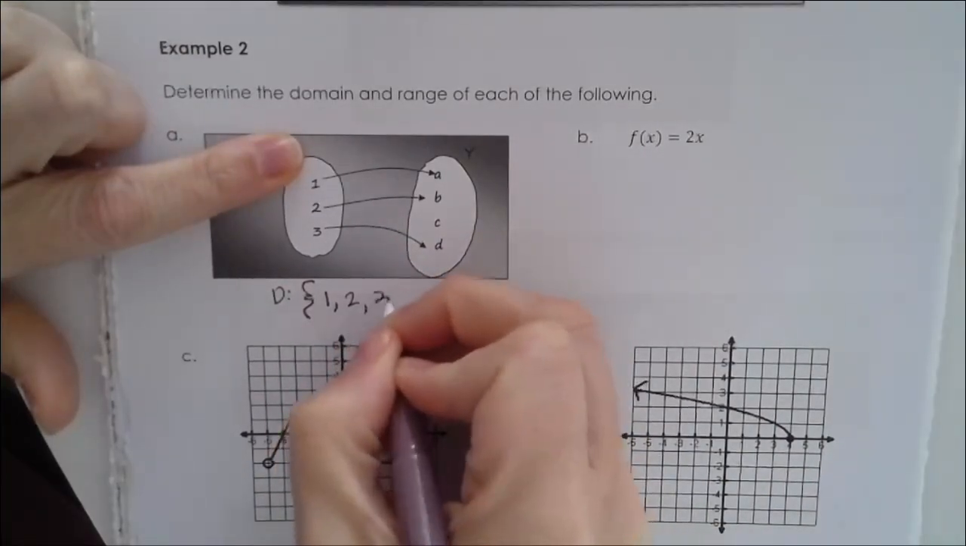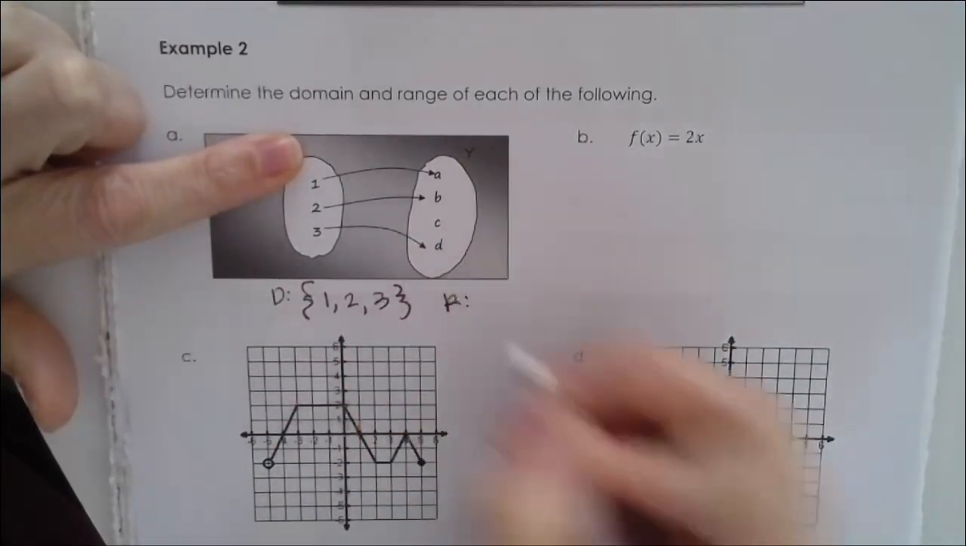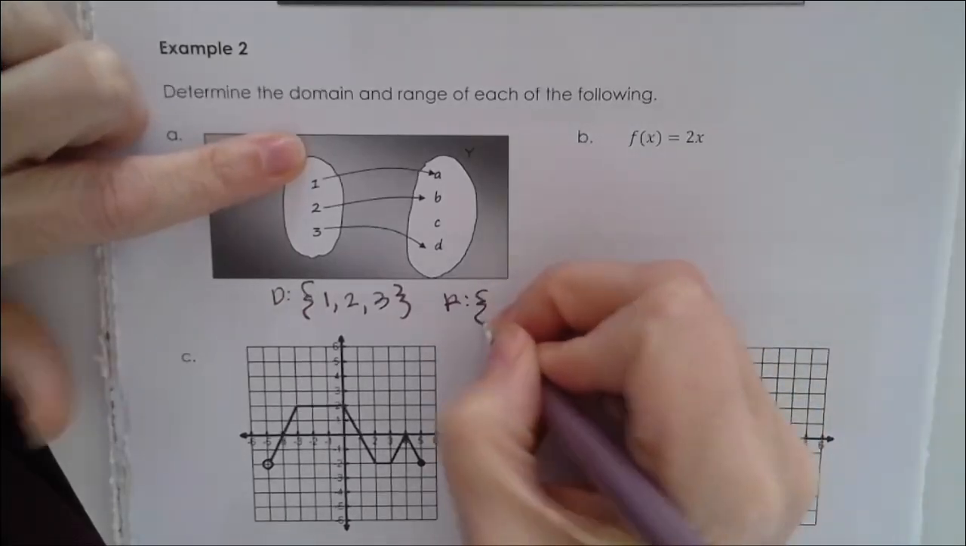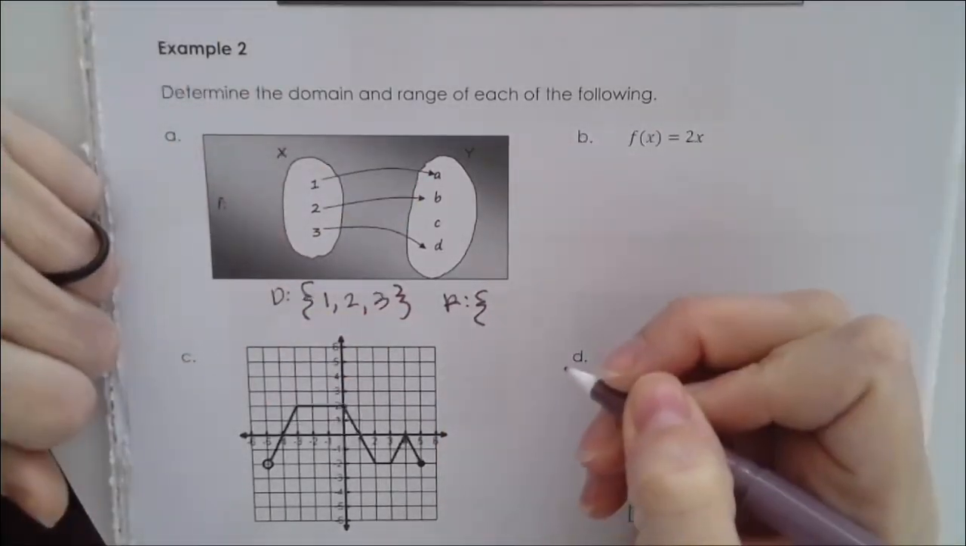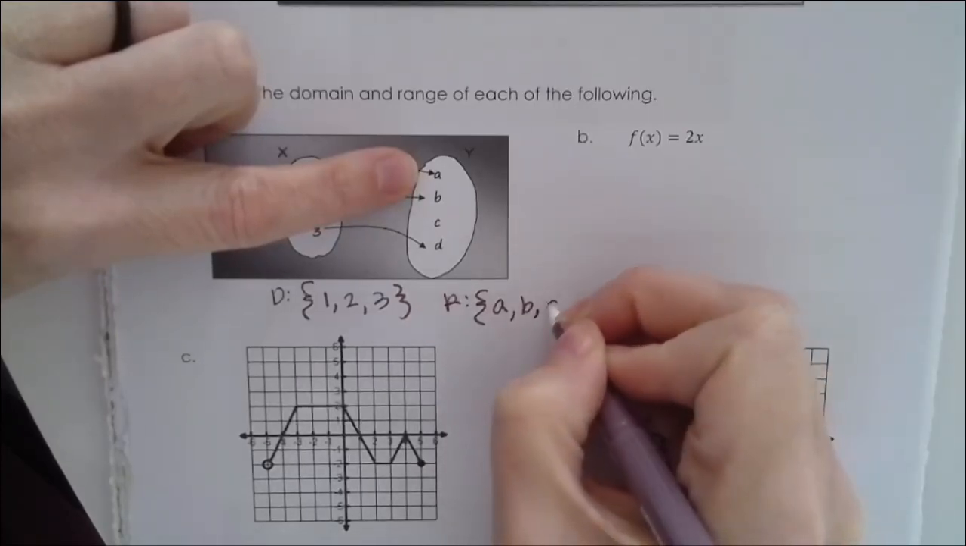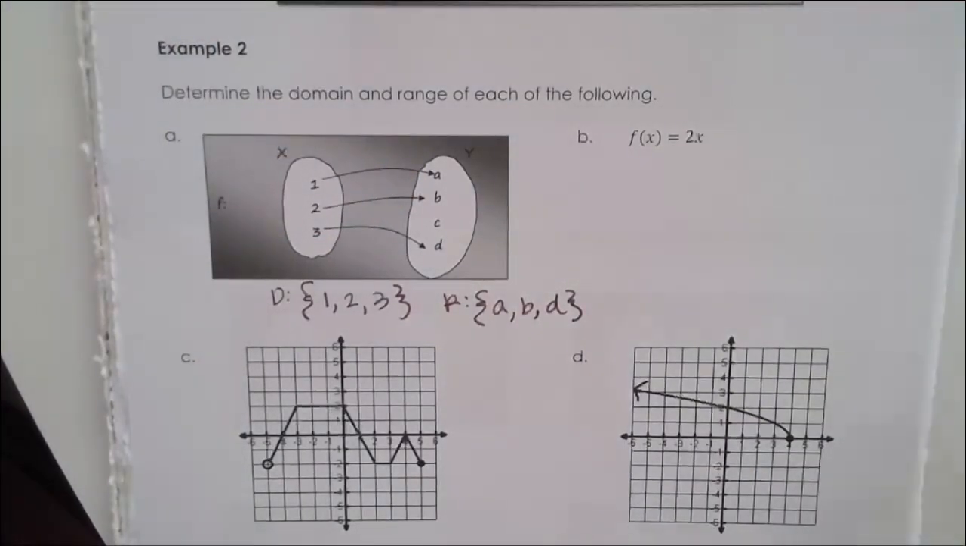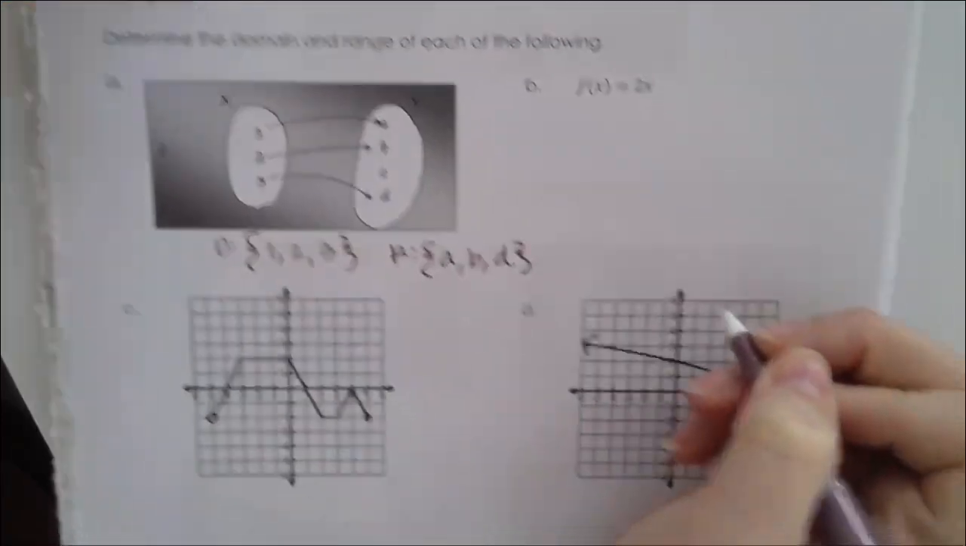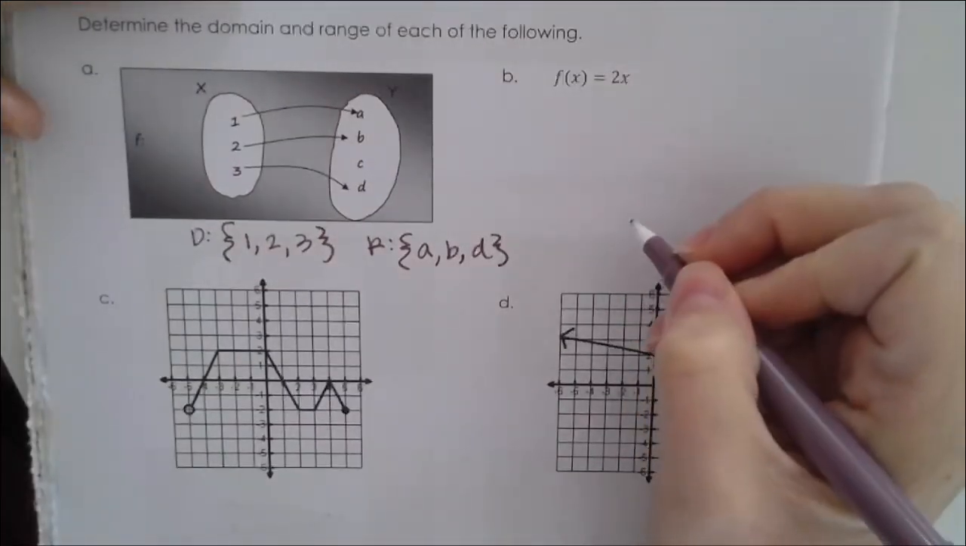1, 2, 3. And range, I'm going to do the same thing, just R for range, and then I can literally list out all the y values that are being used. So we only list the ones that we're using, so A, B, and D. So those are domain and range. Domain, x, range, y. On here, b is a linear function.